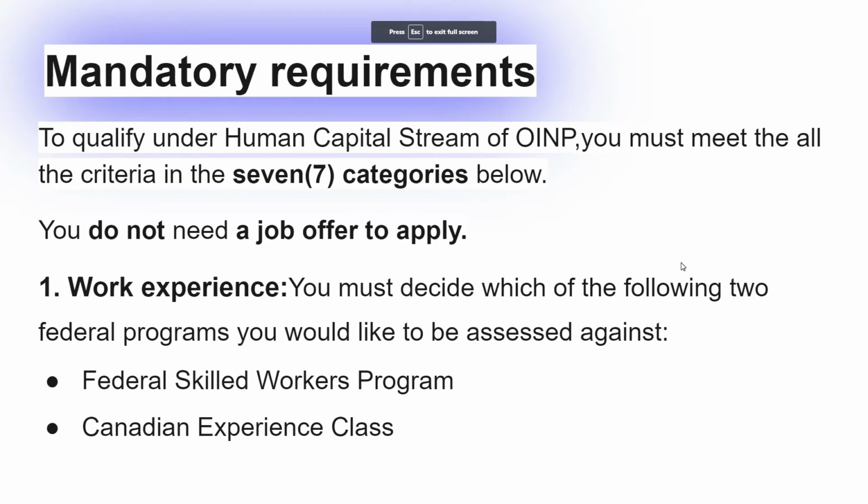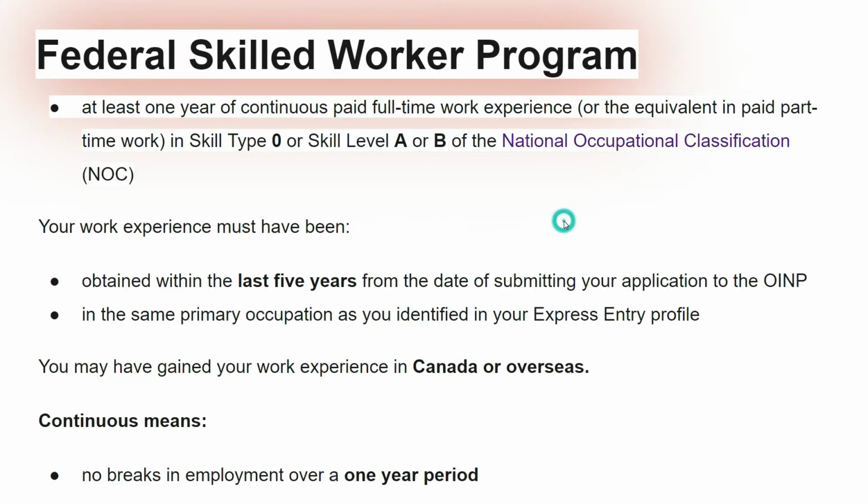Mandatory requirements. There are 7 categories you must meet. As I already mentioned, you don't need a job offer for this stream. So the first one is your work experience. You must decide which of the following 2 federal programs you would like to be assessed against: either the Federal Skilled Worker Program or the Canadian Experience Class. You have to decide first. If you have decided on one, then you can go ahead.